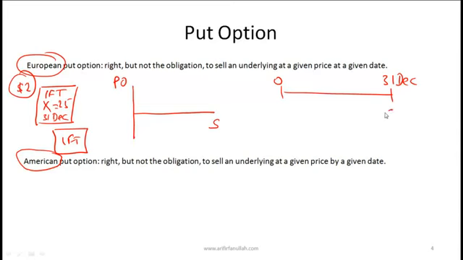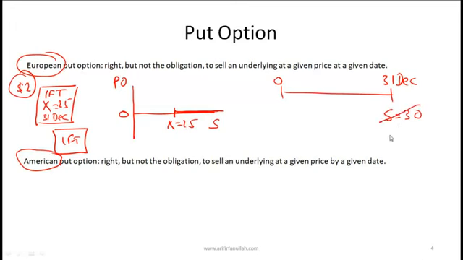If at maturity day the stock price is 30, then the right to sell for 25 is worthless. Why? Because if you happen to own this share and you can sell it for 30 in the market, then the right to sell for 25 is worthless. So as long as we are above the strike price of 25 for a put option, the option is worthless. In other words, there is no payoff, or the payoff is 0.